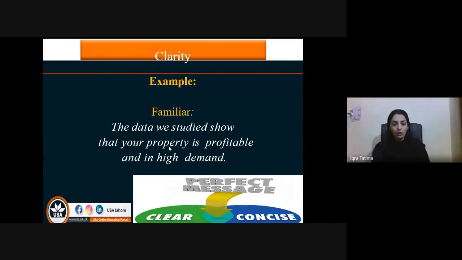Yes, ma'am. So this is how you can make your message clear. Now, whatever is written here, when we read it, we understood it. Okay? So this is the clarity. This is how you can make your message clear by using familiar language.